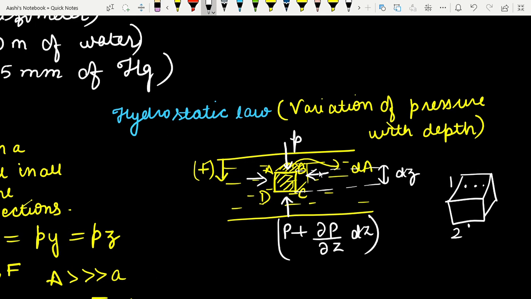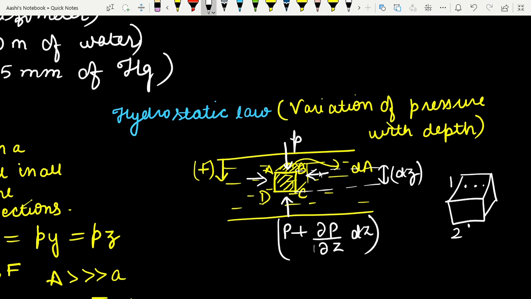We have taken a differential element of depth dz, and I am assuming the variation of pressure as ∂p/∂z into dz. So this is the change in pressure. This is the rate of change into the depth. So I am taking the change in the pressure, P plus delta P. That is what I am trying to say here.